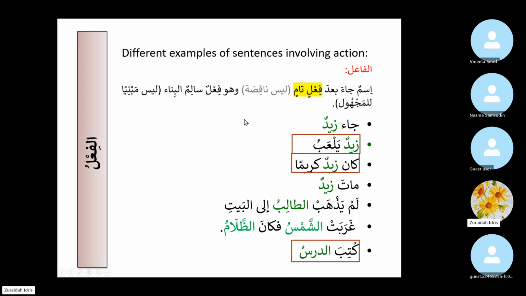So why we always say kana, for example, is naqis, is because no event has happened in this case. Zaid is generous. Nothing happened. He is generous. So you see, there's no action involved there. When there is no action involved, theoretically, there is no doer. And when there's no doer, then it's an incomplete fi'l, naqis.